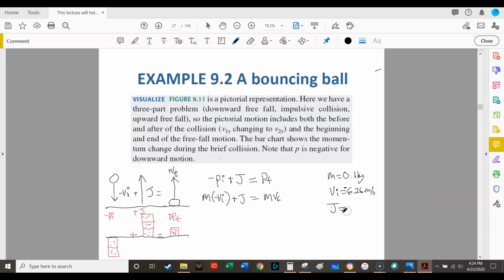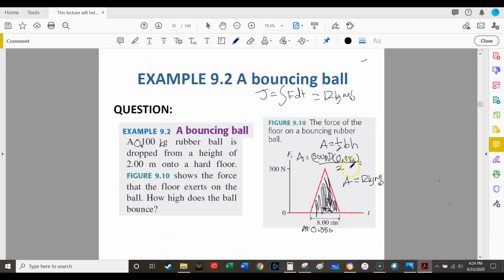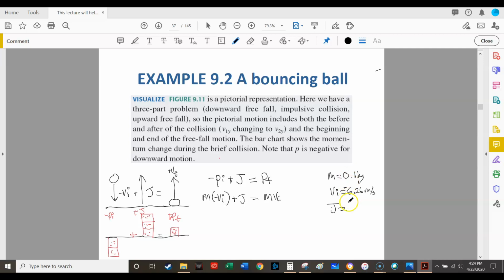I forgot to list our j vector, which was upwards, which was 12 kilograms meters per second. We got it from the area under the curve. Or that's also a Newton second, by the way. And this is 0.1 kilograms. Okay. So I'm going to divide both sides by the mass, because we're going to need that final velocity, because that's going to give us our kinetic energy.